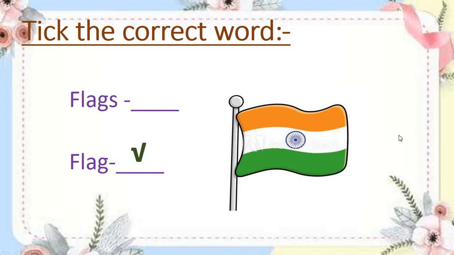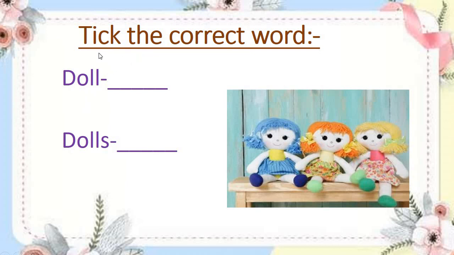There is only one flag. There are not many flags. Okay? Are you understanding? Okay, children? Yes. Now see, tick the correct word. Here also they have to only tick the correct word.